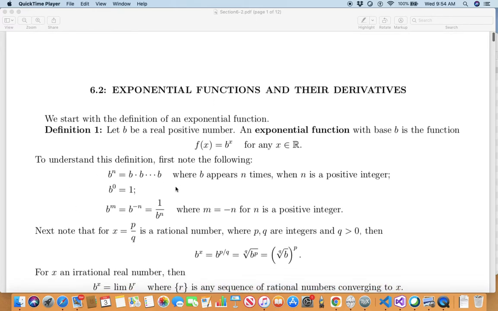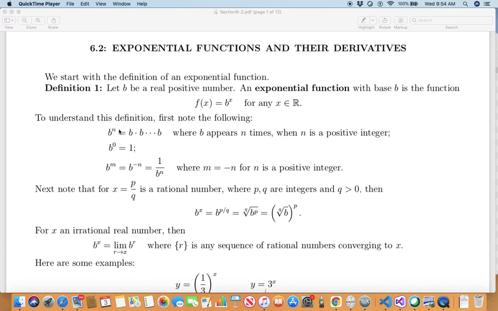To understand this definition, first note what is b to the power n, where n is a positive integer, a positive whole number? Well, it just means b times b times b, where b appears n times. So you took care of exponents which are positive integers. What about an exponent that's 0? b to the power 0 is 1. Now this again is important. See, b is positive. If b were 0, 0 to the power 0 is undefined. But something non-zero to the power 0 is 1.